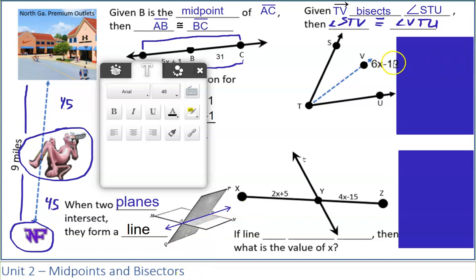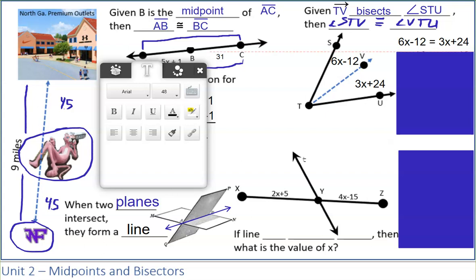And then we can go over here. I want you to write in 6x minus 12 and 3x plus 24 into those two different angles that are being bisected by that ray TV. And let's see how we can then solve. So if that were the case, then we can set those equal to each other because that's what a bisector does. It cuts things in equal parts or halves. And then we can begin to solve.